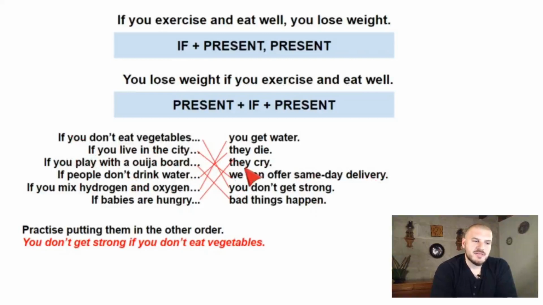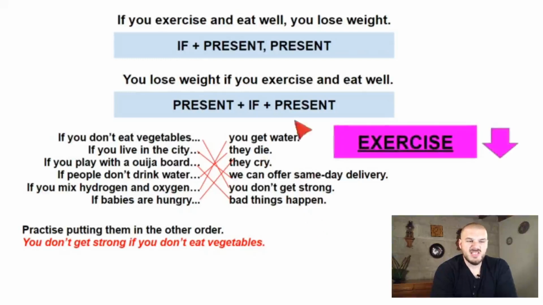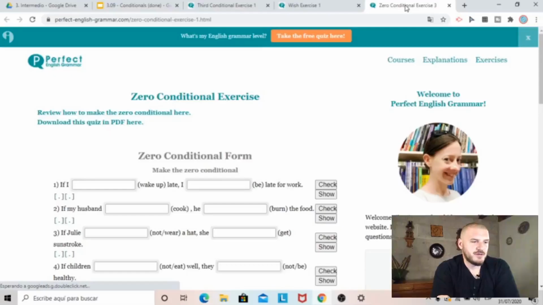But in the examples where it says, for example, they cry, if you start the sentence with they die or they cry, it sounds a bit strange. They cry if babies are hungry. No, you'd want to change that a little bit and say something like, babies cry if they are hungry. So I know what you're talking about, okay? So you can practice putting them in the other order. This is really simple grammar, so let's go straight to an exercise and move on to something more complicated. Go to point number 1 in the description to do the activity. So this is the activity for the zero conditional, okay?